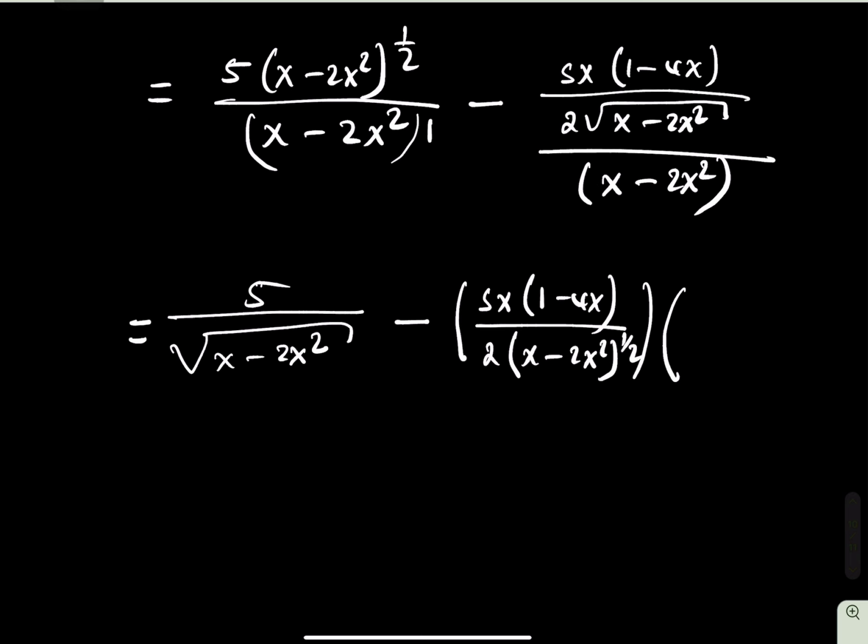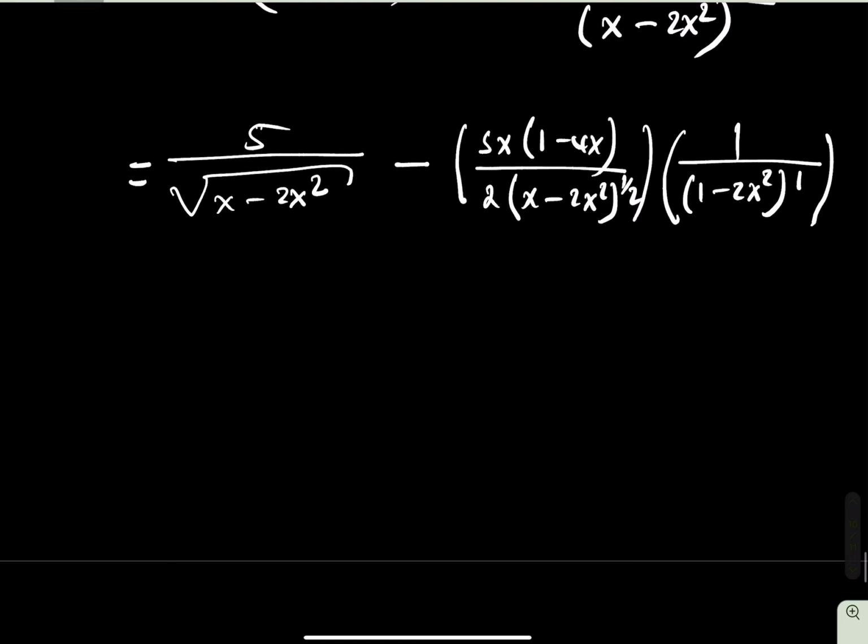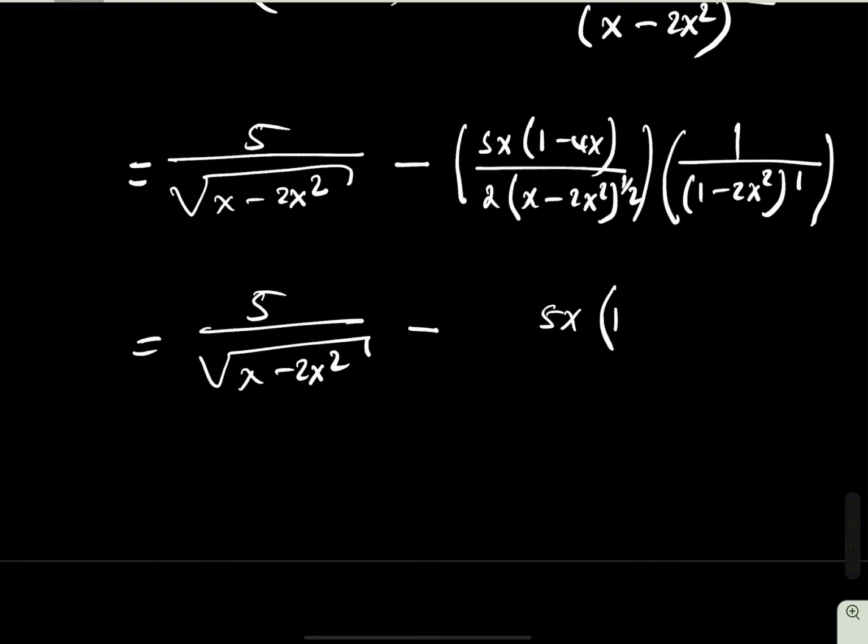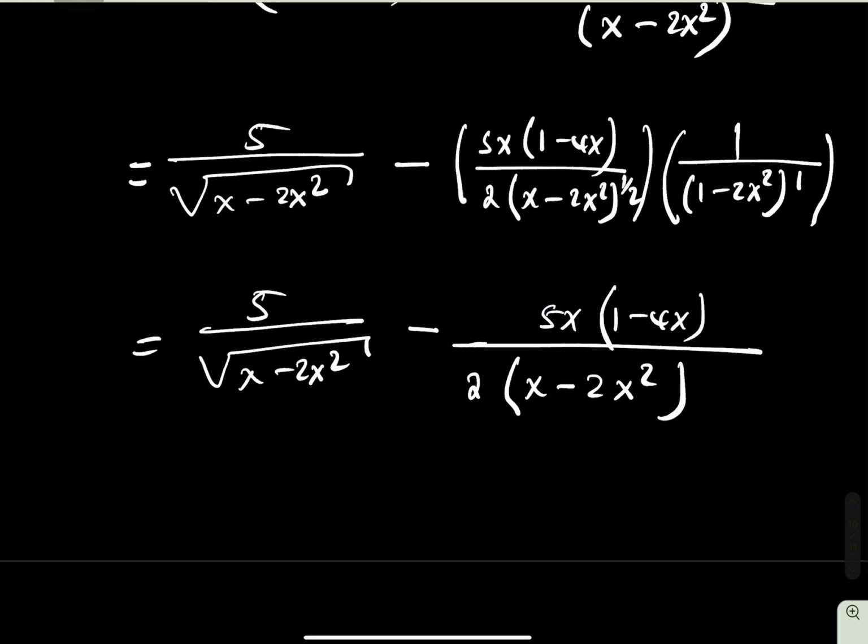It's going to be 1 over that one. So it's going to be 1 over 1 minus 2x squared to the power 1, like that. So this will suffice to 5 over the square root of x minus 2x squared minus 5x into 1 minus 4x divided by the multiplication of that. So this is going to be 2 into x minus 2x squared to the power 1 plus half is 3 over 2.